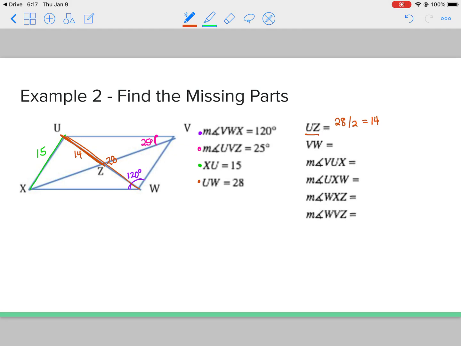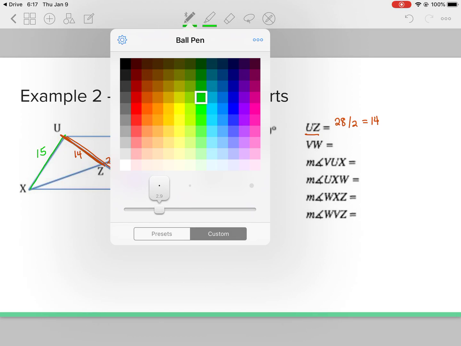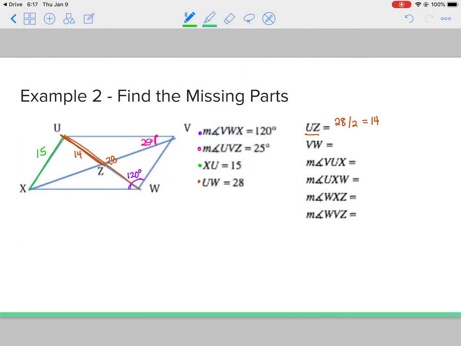The next piece of information we want to find is side VW. So VW is here, and opposite of that side is side UX. So those are going to be congruent. Since UX is 15, VW will also be 15.